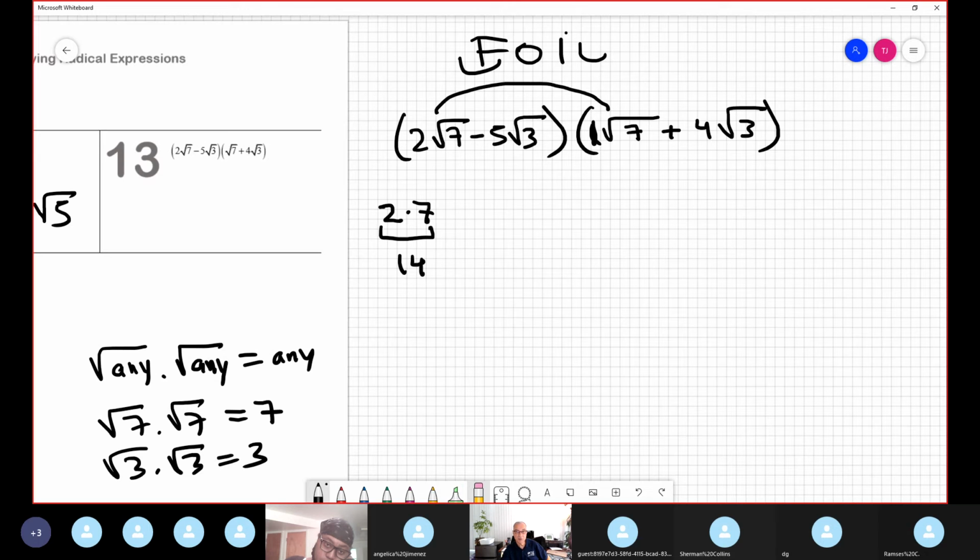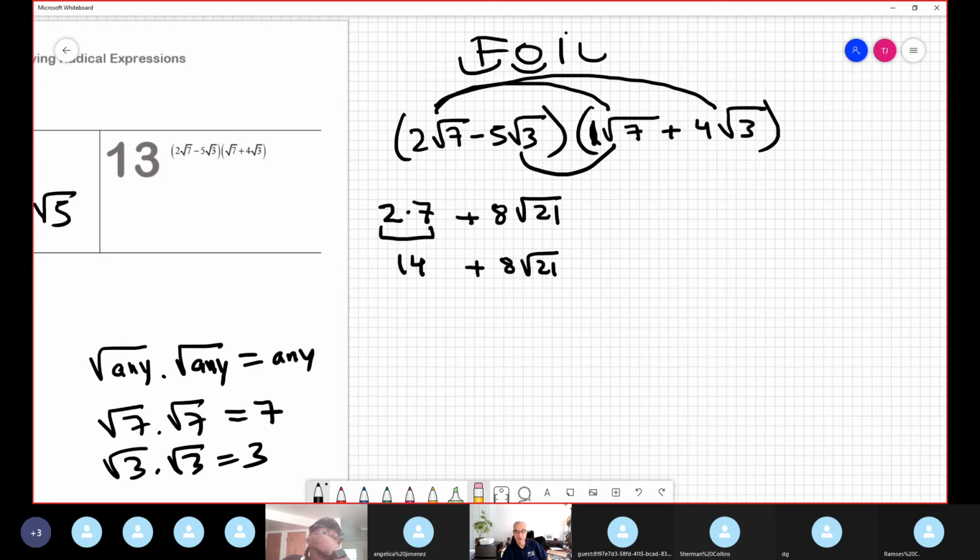Okay, this is my first multiplication. Our next multiplication, this times this, is plus 8, because 2 times 4 is 8, radical 21. Where does 21 come from? 7 and 3 multiplied together. So plus 8 radical 21. That was our outer, this and this. The inner is negative 5 radical 21 again. And the last, this and this, is minus 20, and radical 3 times radical 3 is 3.